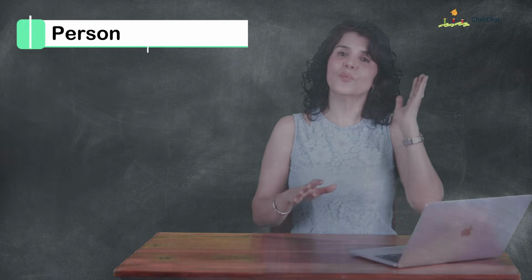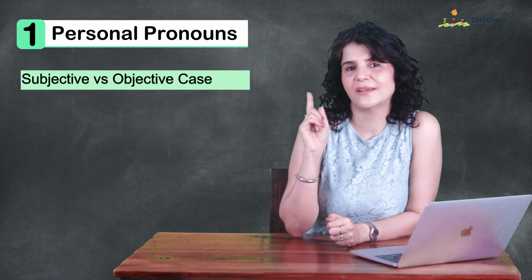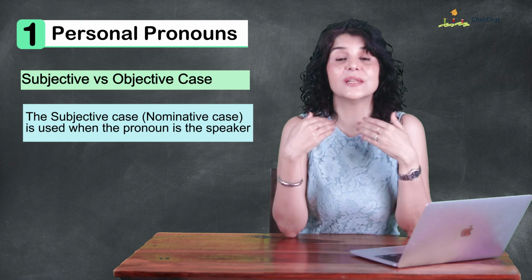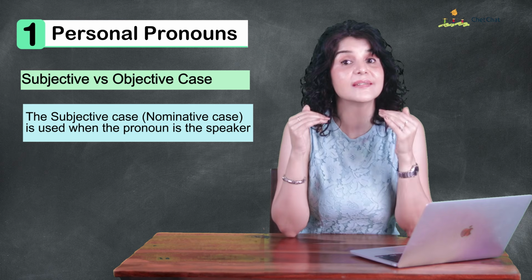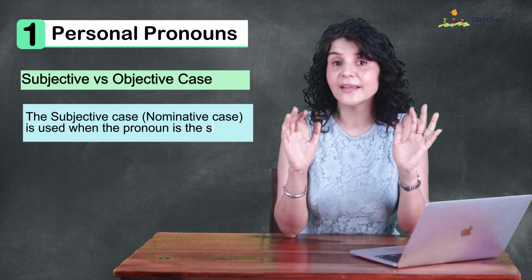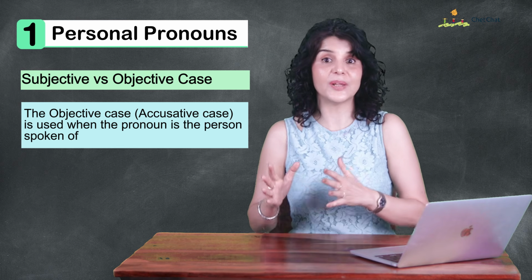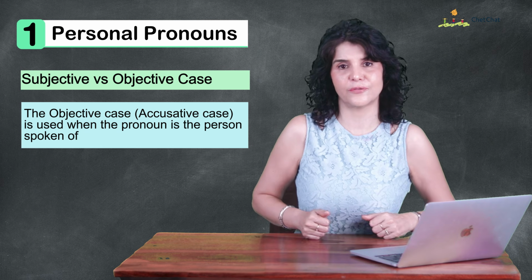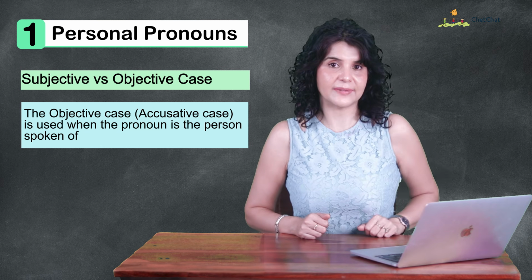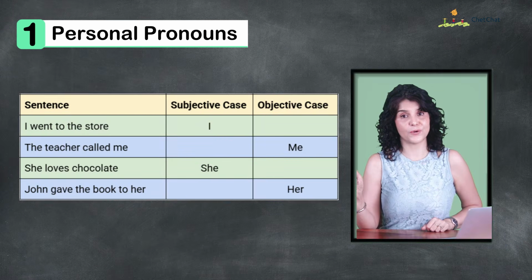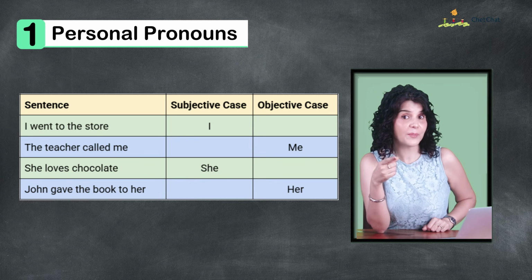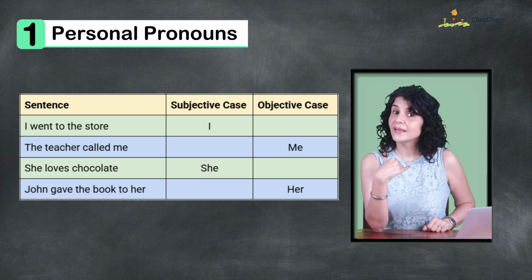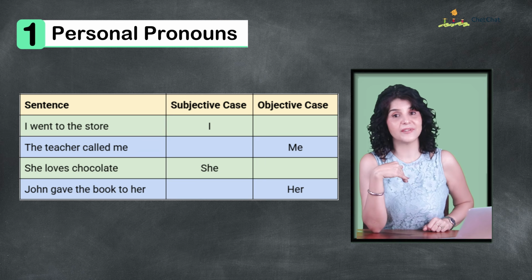Great. So what is the difference between the subjective and the objective case? The subjective case is used when the pronoun is the speaker, the subject of the sentence, right? The objective case is used when the pronoun is the person spoken of, the object of the sentence. Let's take examples. I went to the store. I is the subject that's performing the action. The teacher called me. Me is now the object receiving the action.